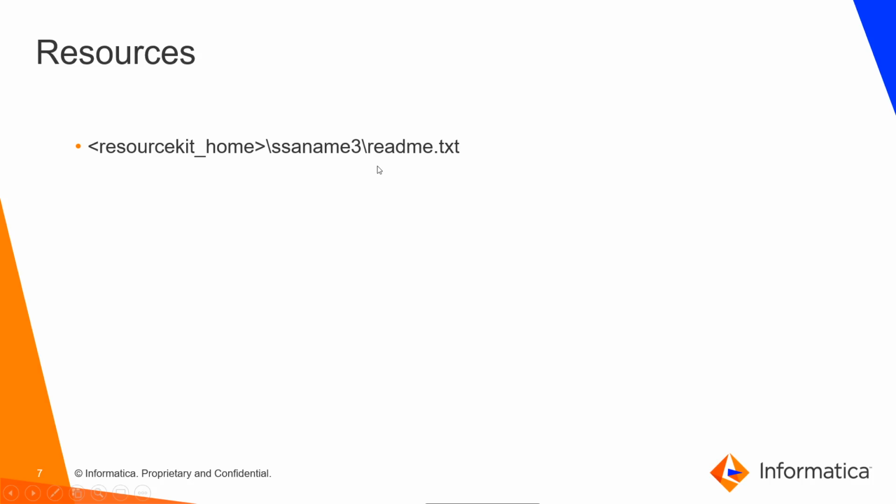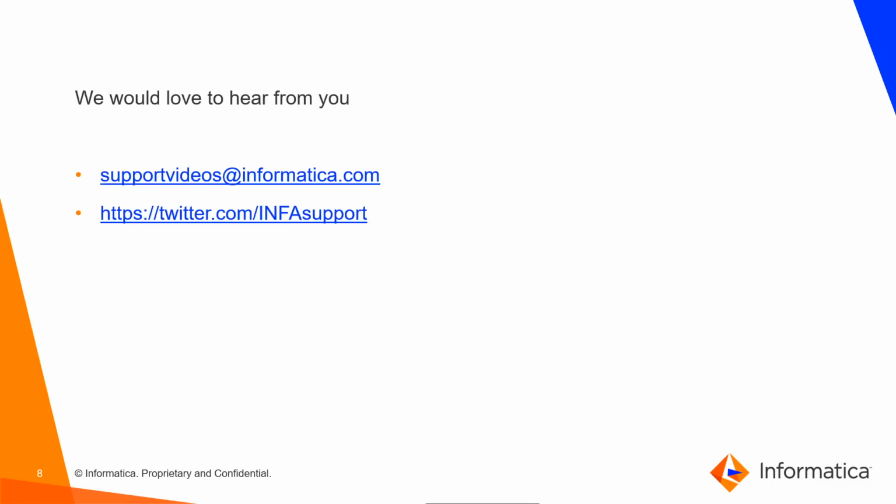These are some of the resources I've taken, and the reference here is the readme.txt file, which is available as part of SSA name3. So once you have the ResourceKit installed and the SSA name3 installed as part of ResourceKit, this text file is all that you need to configure all the environment variables, make sure they're set up, and then launch each of these tools. The commands are provided in the text file.